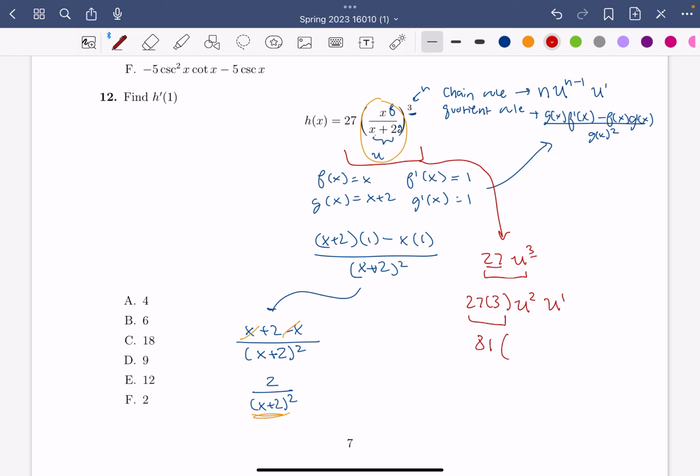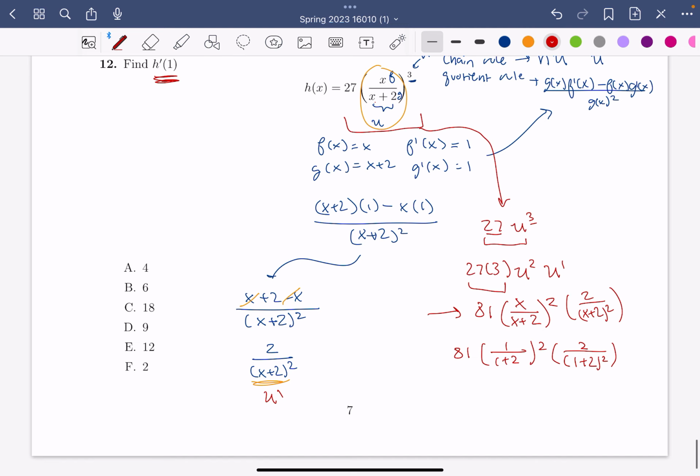u squared we can replace with the original u, which is that x over x plus 2. Square it, and then we can replace this. This is our u prime over here, so 2 over x plus 2 squared. Now, the question asks for h prime at 1. So all we need to do is plug in 1 into this equation. So 81 times 1 over 1 plus 2 squared, times 2 over 1 plus 2 squared.